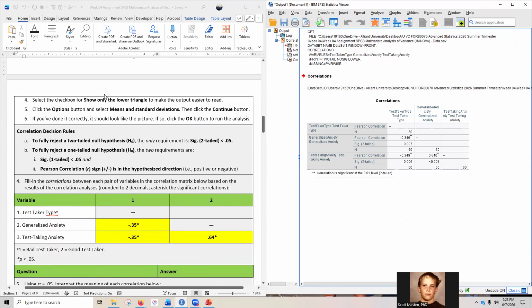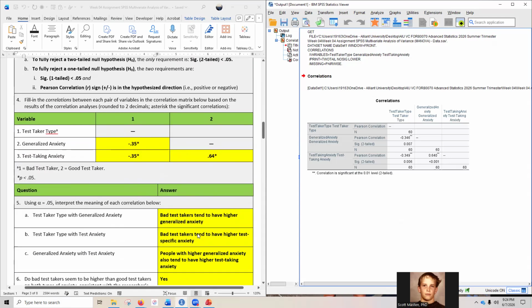Here are our correlation decision rules. There are our correlations. So between generalized anxiety and test taker type, it's negative 0.35, rounded, and it gets a star. Between test taking anxiety and test taker type, that's this one right here, is also negative 0.35 with a star. And then finally, between test taking anxiety and variable 2, which is generalized anxiety, it's 0.64 positive, and it gets a star. So negative 0.35, negative 0.35 is a little weird that they're both rounded to the same number, but they both share about the same relationship with test taker type. And then there's a big overlap between the two types of anxiety. 0.64 is a fairly big correlation.